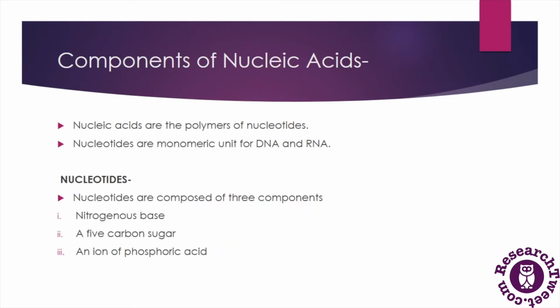Now, to understand the differences between these two nucleic acids, it's very important to study their chemical composition. They have a monomeric unit called nucleotides, or we can say that nucleic acids are polymers of nucleotides. Many times they are also called polynucleotides. A nucleotide is composed of three components: a nitrogenous base, a 5-carbon sugar also called pentose sugar, and an ion of phosphoric acid.